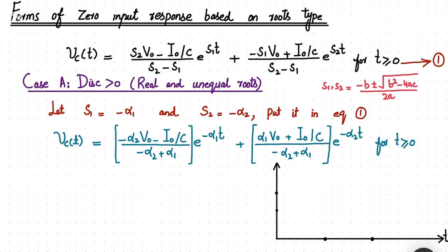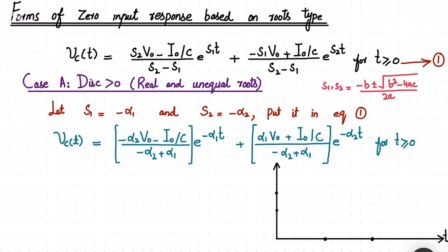This equation is used to calculate the roots of the characteristic equation. When the discriminant is greater than 0, it means the value inside the square root is positive, and when this is positive it means we will have real and unequal roots, because here we have minus b plus something and minus b minus something over 2a. Therefore the roots would be real and unequal roots.